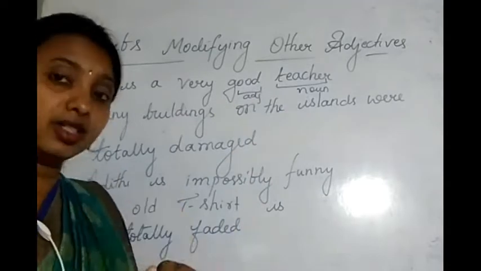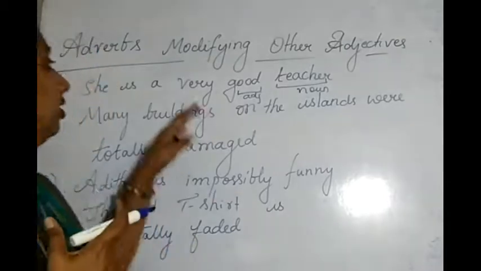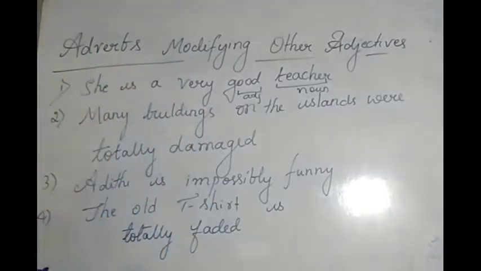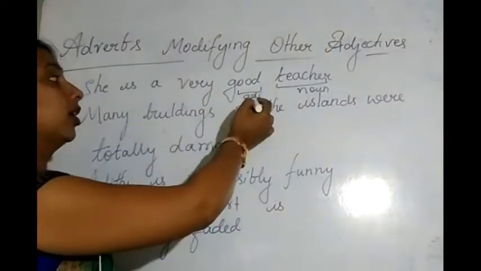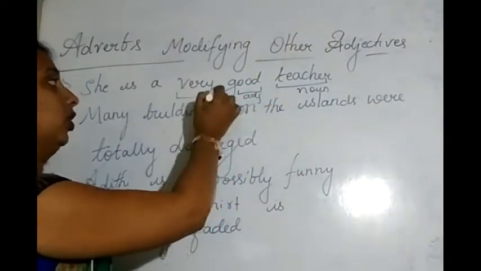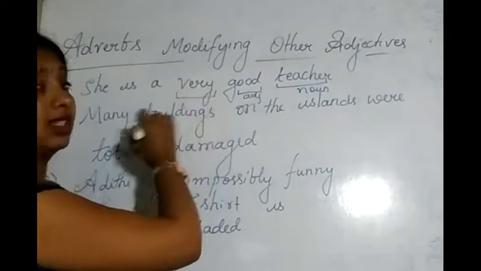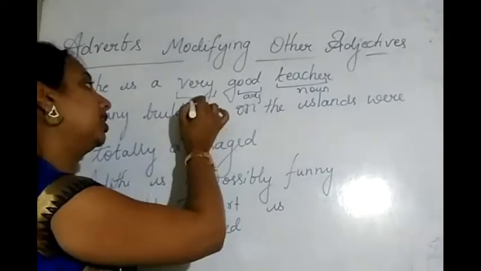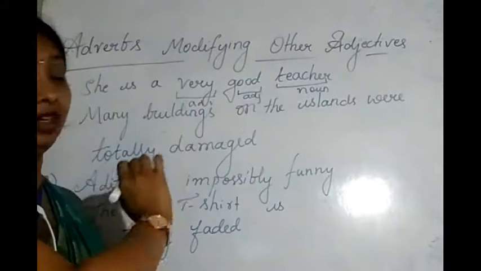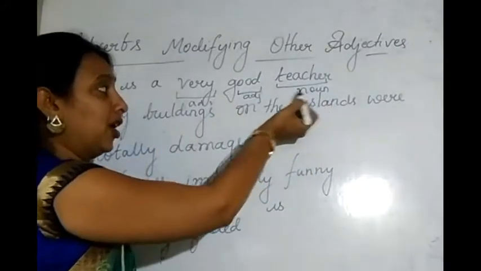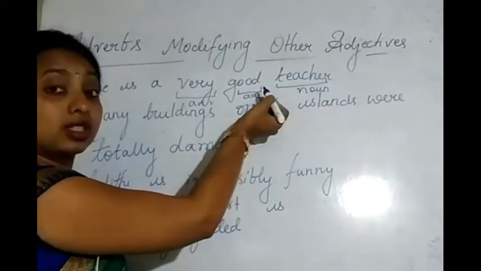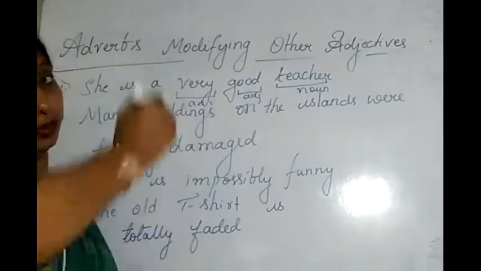And the words that describe those adjectives, we call adverbs. She is a very good teacher. Here, the adjective is good. Very is describing this adjective. So, this is an adverb. See, a word which describes a noun is an adjective. A word which describes an adjective is an adverb.